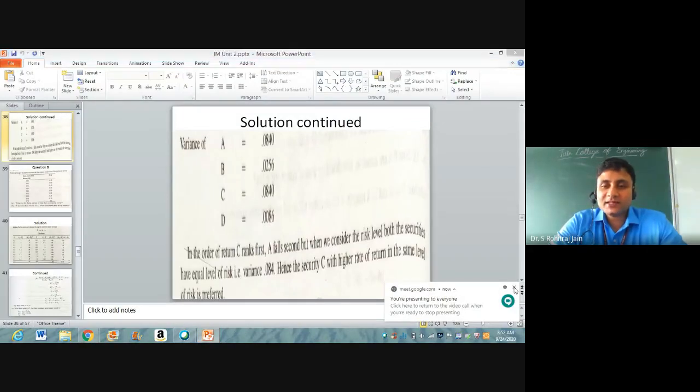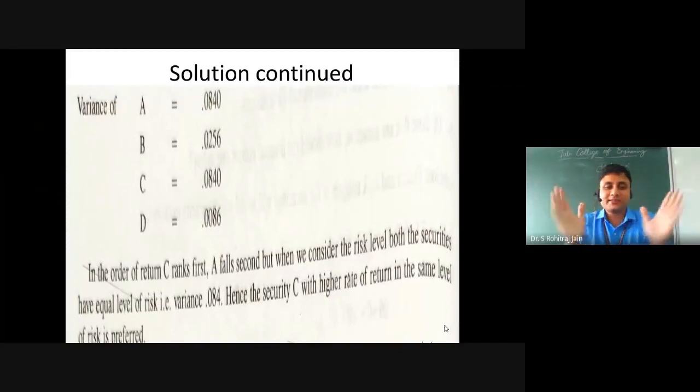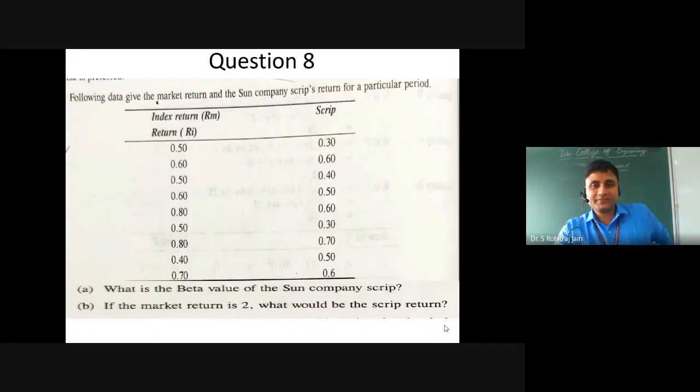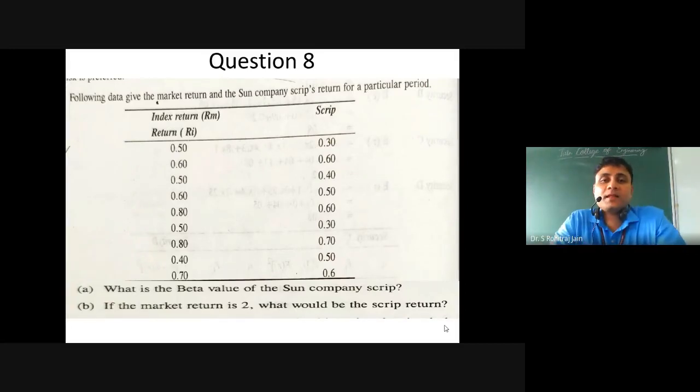But soon after this class, you have to reproduce the entire thing in your notes. I'm repeating once again. Okay. Now, question number 8. So what they have given, please understand the question, students. The following data gives the market return and the company scrip's return for a particular period. So what have they given? They have given the index return and they have given the scrip return.